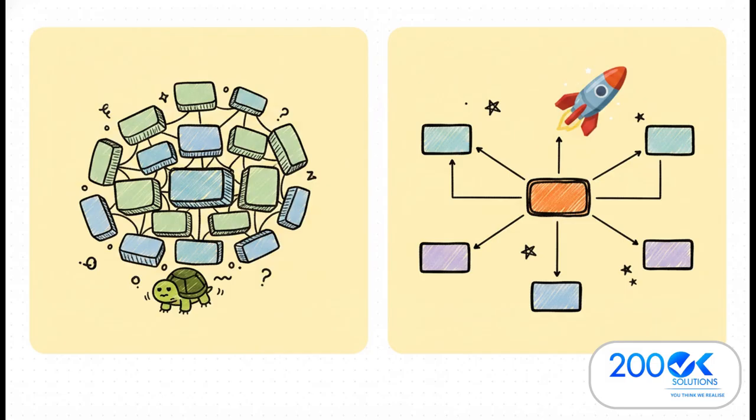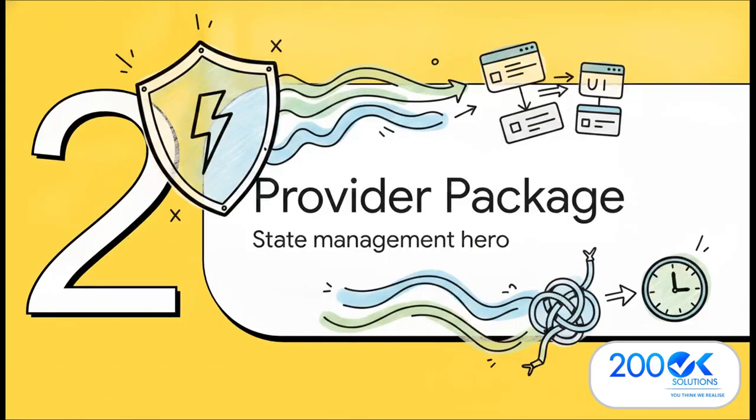Now contrast this with the Provider way. When using Provider, widgets simply listen to changes in the state. That's it. They update automatically as soon as they're notified. This drastically reduces the amount of work the app actually has to do, making everything run so much faster and smoother. Moving right along to section 2, meet the Provider package, your state management hero.